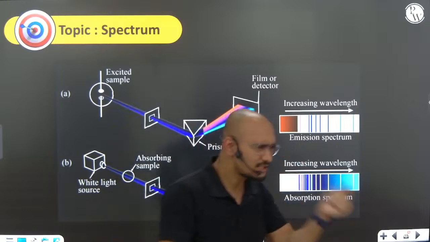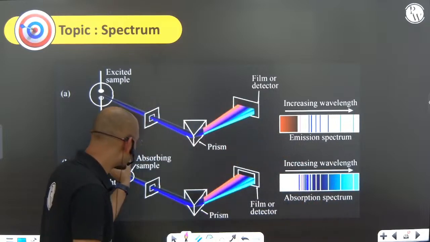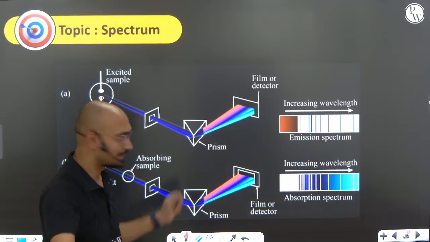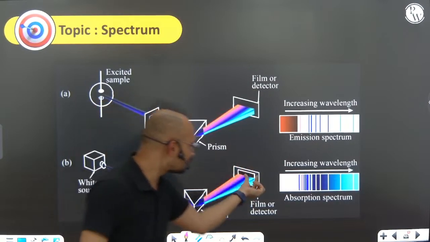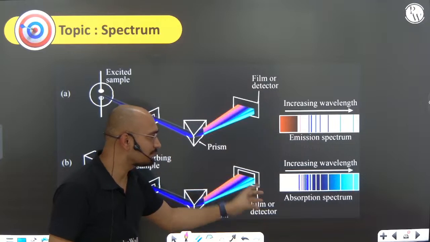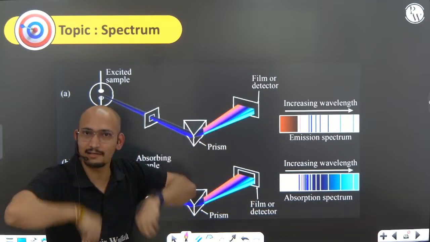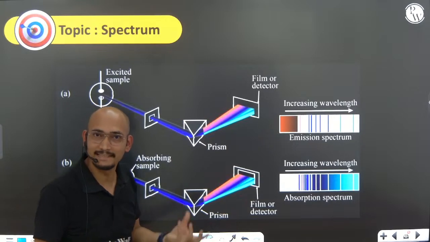So whatever the amount of energy or whichever wavelength it has absorbed, it will not show up on the screen or film. So a few different lines will be missing. Why? Because those lines are already absorbed by the gas, right?